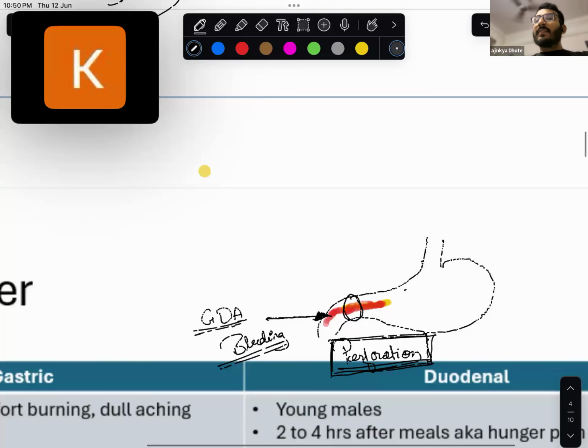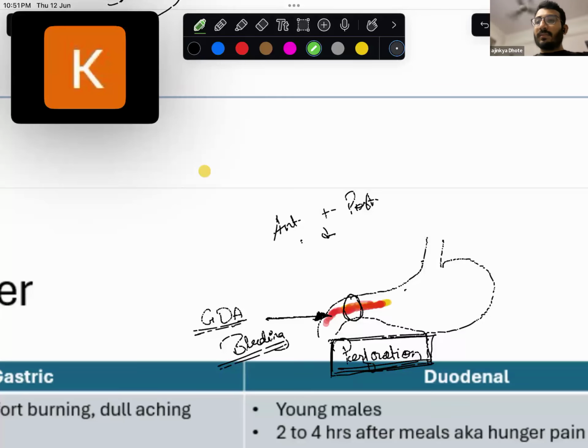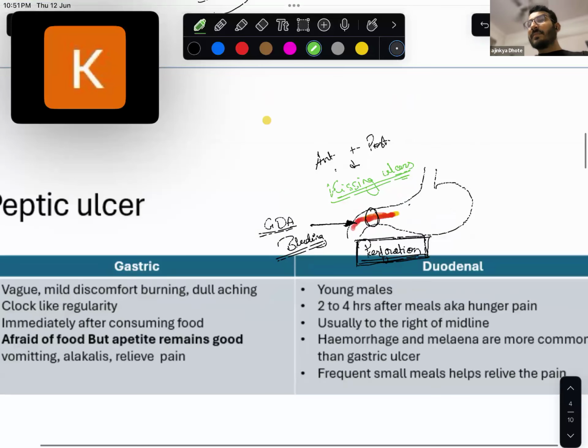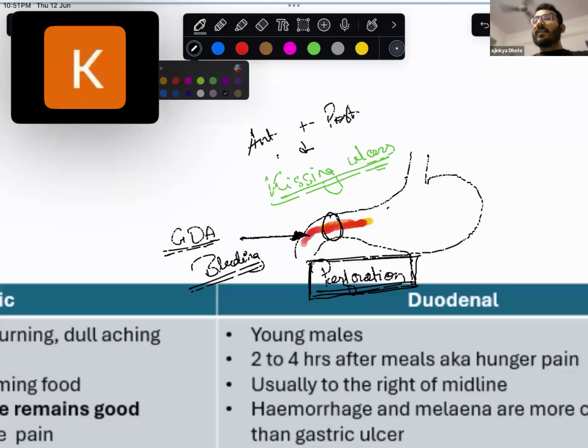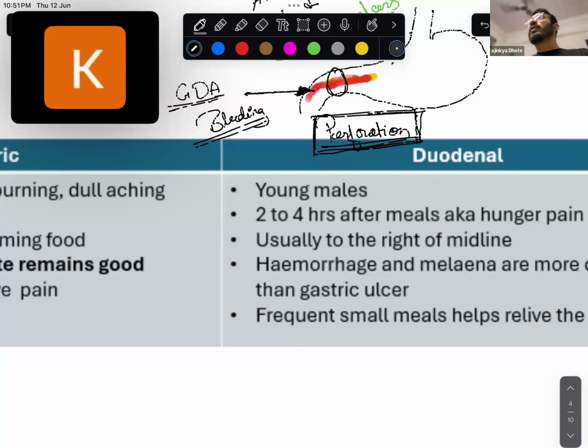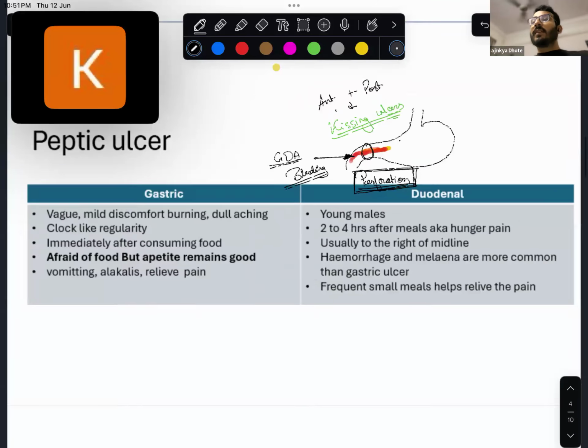At the same time, when there are ulcers present on the anterior wall plus the posterior wall, this is classically known as kissing ulcers. So this is just a theory point, but that is the reason why you get more hematemesis, melena, and anemia in a case of duodenal ulcer.